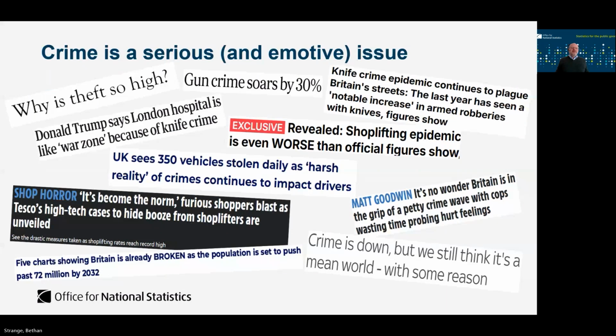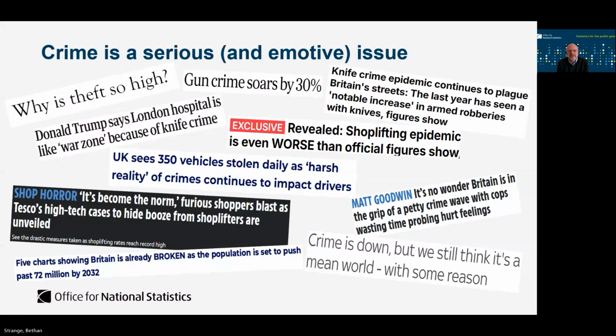So the way I'm going to approach this talk is to look at how crime has recently been reported in the press. These are some press headlines on the back of some of our more recent crime statistics releases. We've just put one out today, and I might touch on some of the stats in that later in the talk. But crime itself is obviously a very serious issue, and it's also a very emotive issue.